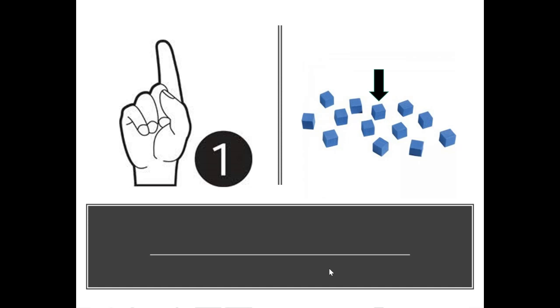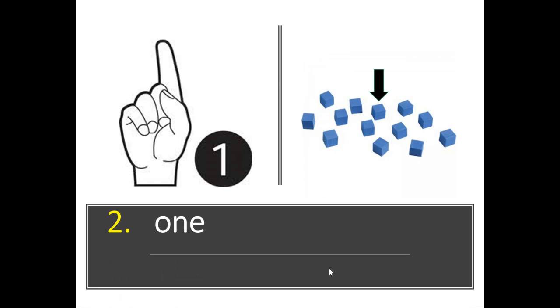Well, in the first picture, I see one finger and the number 1. And in the second picture, I notice an arrow pointing to 1. So how are these pictures the same or similar? They both? Well, they both show 1.